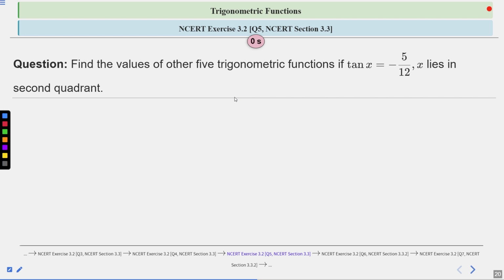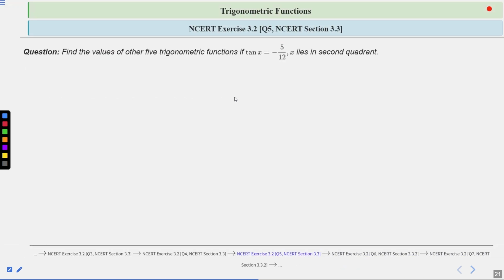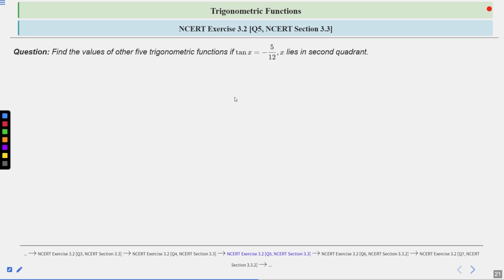Okay, let us see the solution part. Find the values of other five trigonometric functions if tan x equal to minus 5 by 12, where x lies in the second quadrant. So the correct answer is sin x is equal to 5 by 13, cosec x is equal to 13 by 5, cos x will be equal to minus 12 by 13, sec x is equal to minus 13 by 12, cot x is equal to minus 12 by 5.